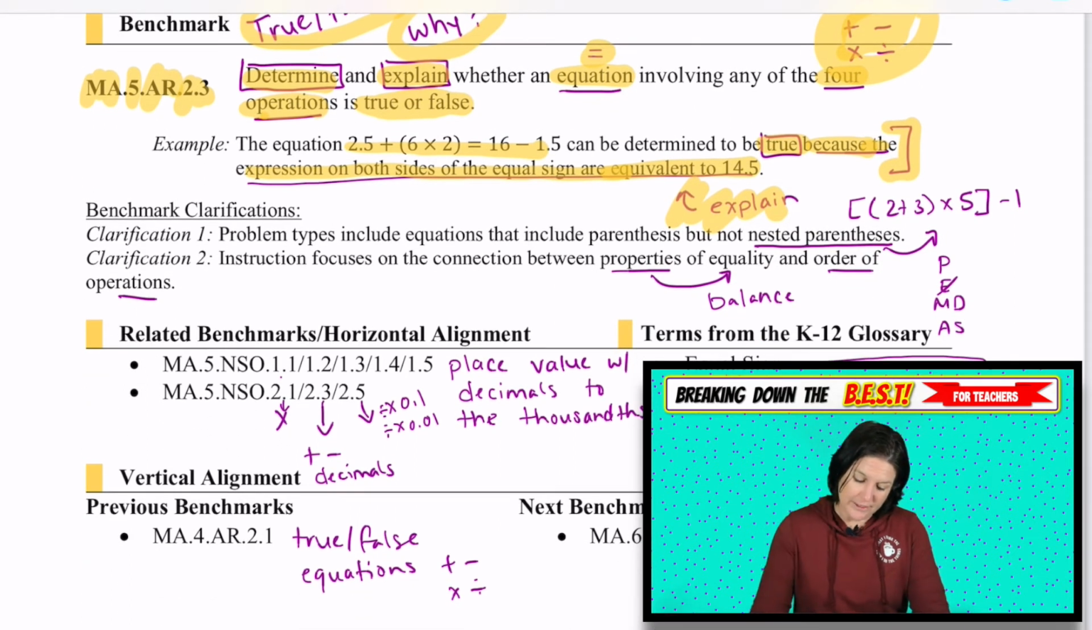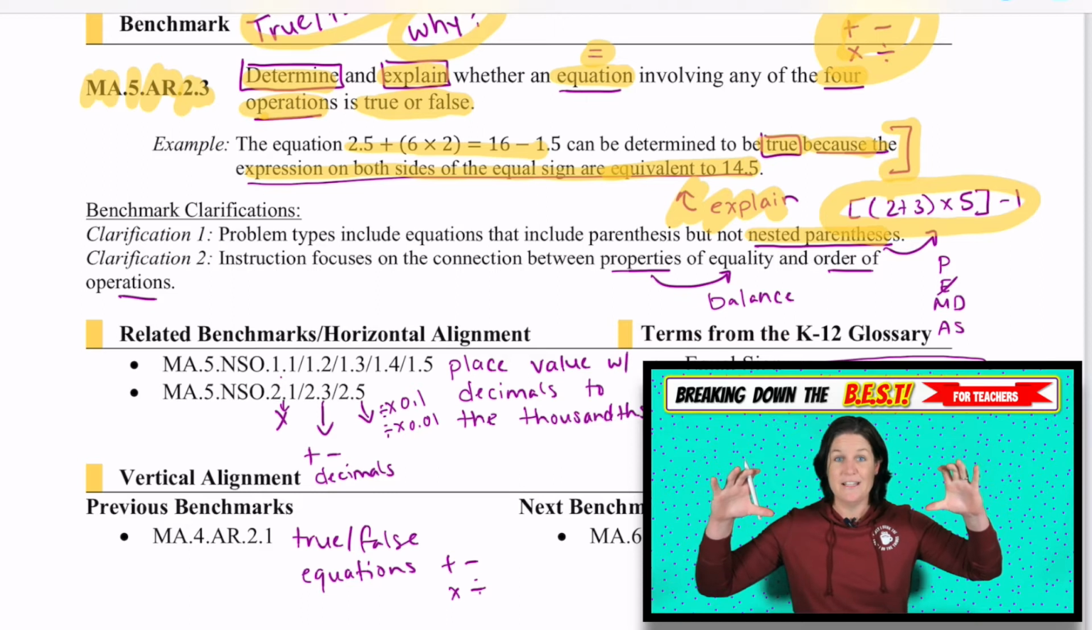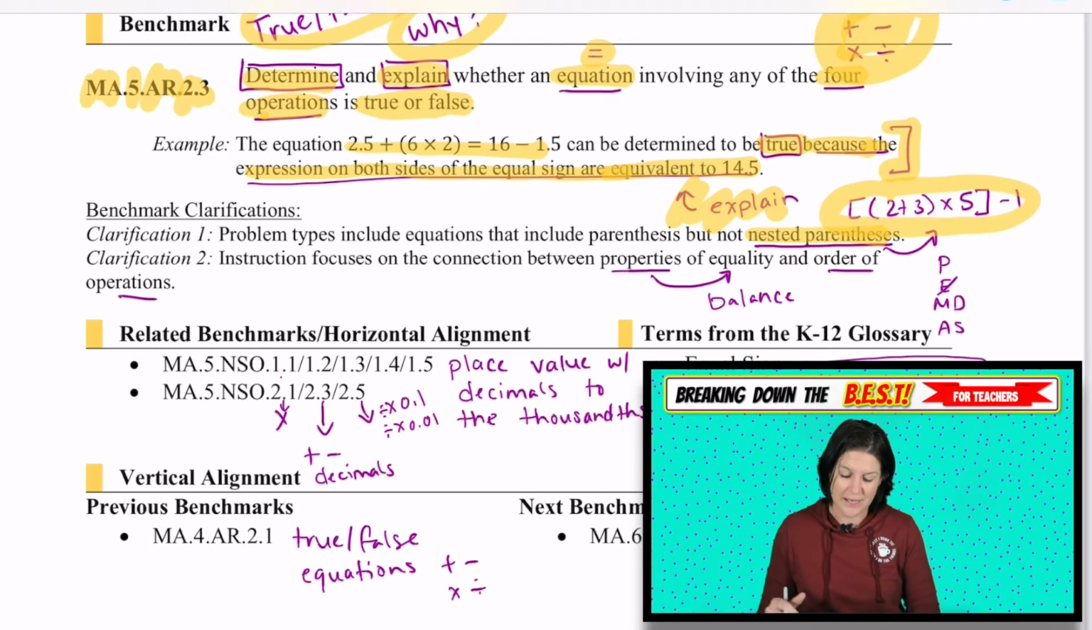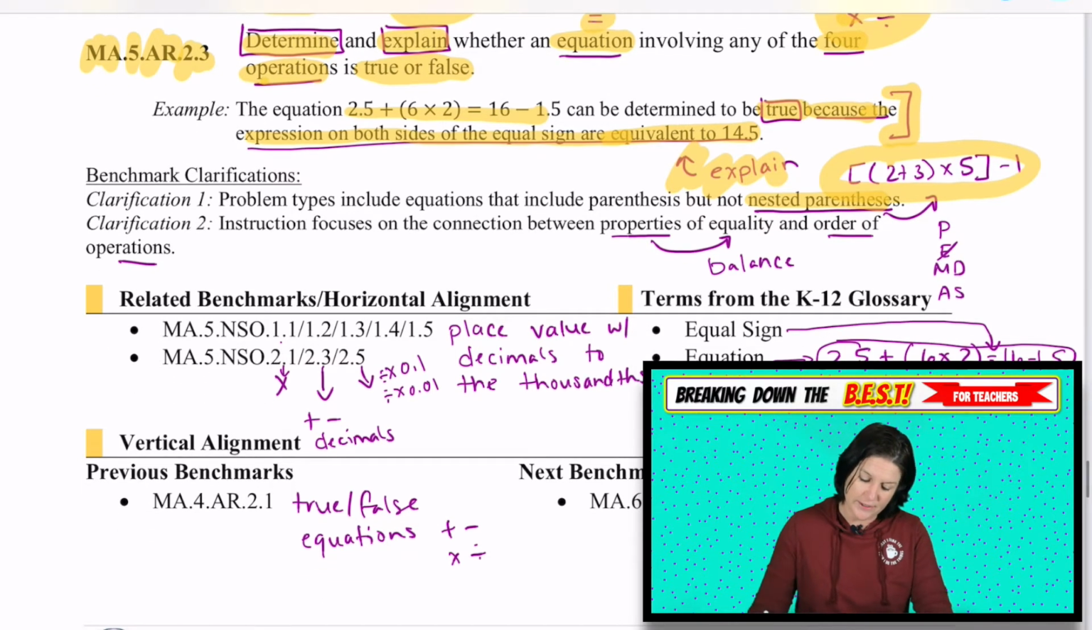Okay, so for clarifications, it says problem types include equations that include parentheses, but not nested parentheses. Here's an example of nested parentheses where you have those brackets to be solved, and inside of that are parentheses. Those are called nested parentheses, where one is nesting inside of the other, and we need to make sure that the problems do not include these kind of nested parentheses.